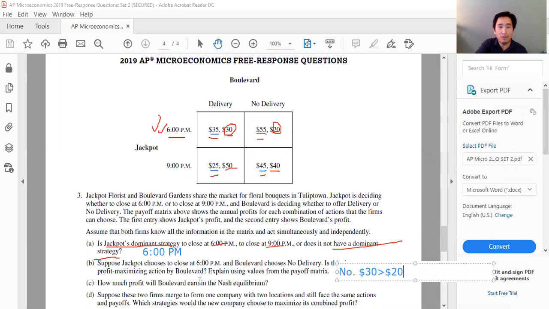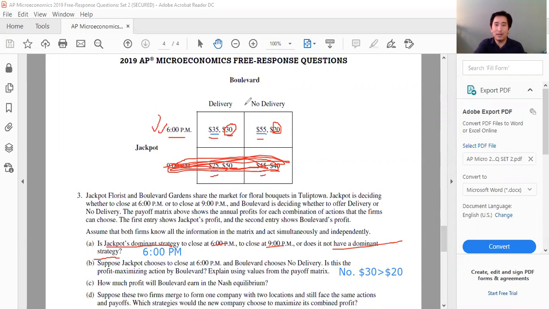So how much profit will Boulevard earn in a Nash equilibrium? Now let's take a look here. We know that Jackpot does have a dominant strategy, right? And we determined that 6 o'clock is the choice, right? So if Boulevard chooses delivery, Jackpot will choose 6 p.m. If Boulevard chooses no delivery, Jackpot will also choose 6 p.m. So just to simplify things, we can eliminate this here, because in no world will Jackpot choose 9 o'clock, right? So given this, we don't even have to know if Boulevard has a dominant strategy or not, right?